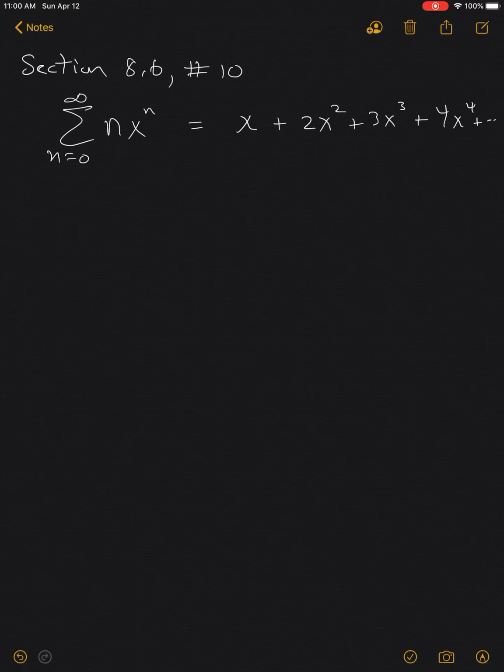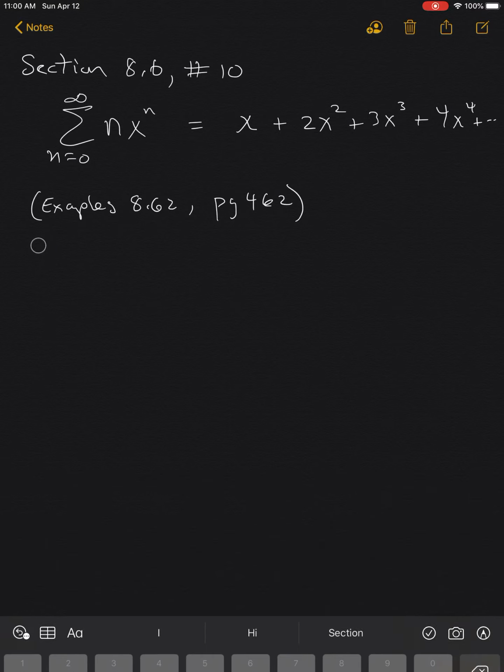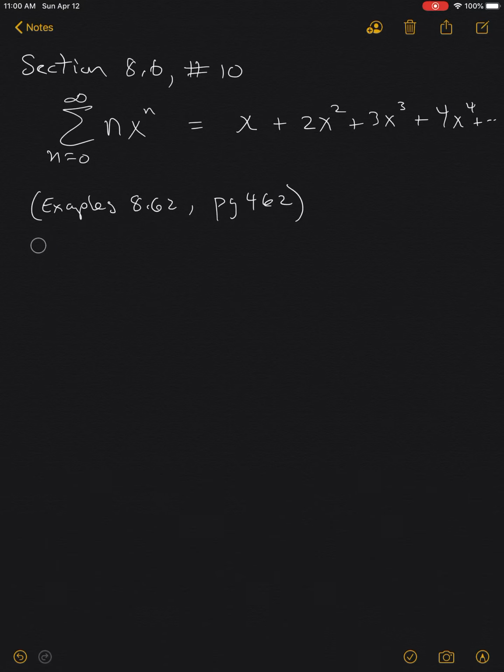Modeling after, for example, take a look at example 8.6.2 in the text on page 462 to get some more insight into the approach here. But the idea is to make use of our ratio test, our convergence test, to study the convergence of a series and then look at the resulting limit and ask, what values of x would make that limit yield results of the test that imply convergence, and what values of x would yield results that imply divergence.